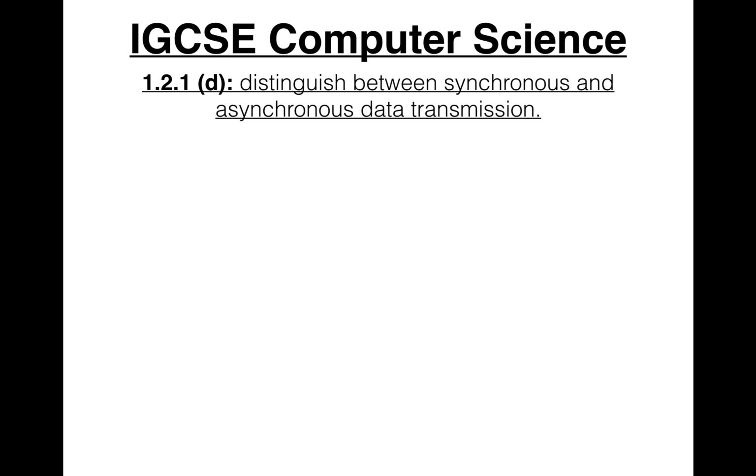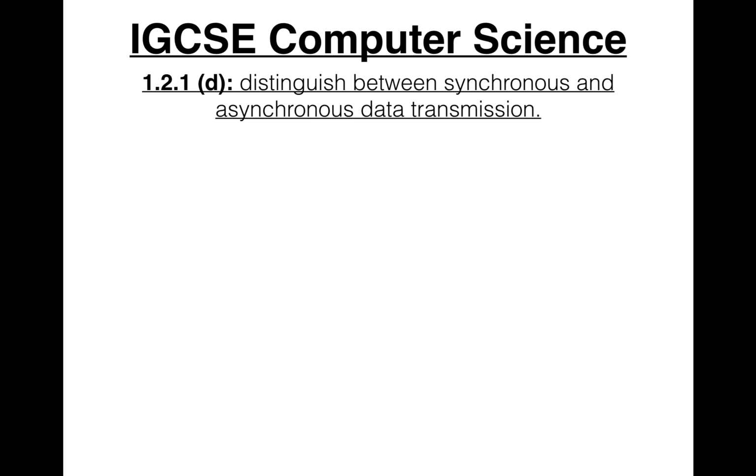IGCSE Computer Science, Syllabus Statement 1.2.1d: distinguish between synchronous and asynchronous data transmission. Now I know what you're probably thinking: hang on, this statement isn't in the syllabus, why do we have to know about this?